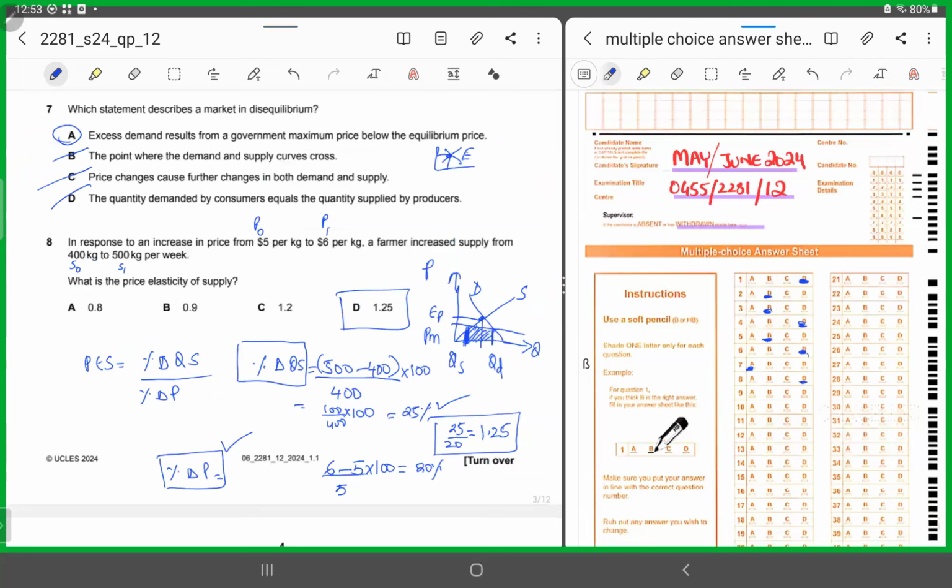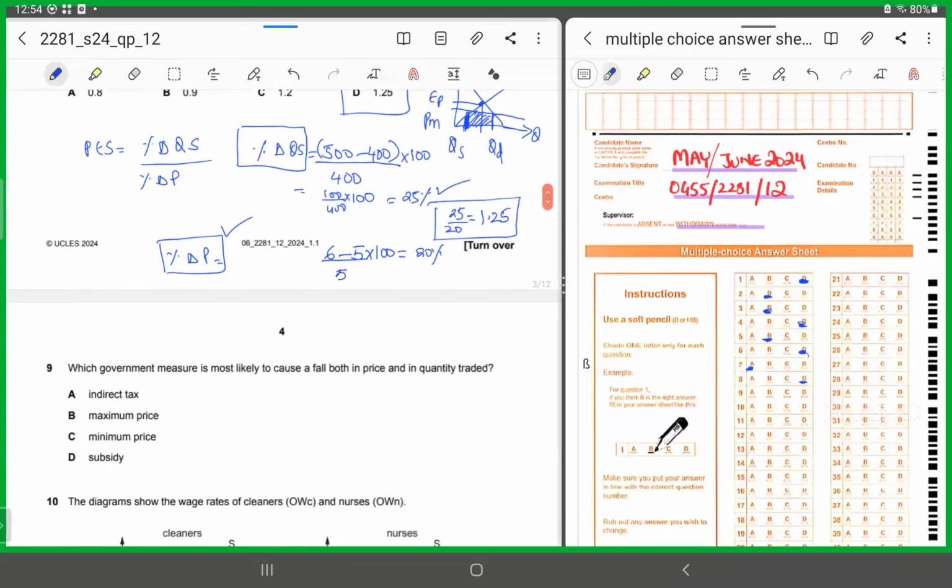Hope this is clear. Be careful in identifying the new and the initial price, the new and the initial quantity, and put in the amount in the formula, and you'll arrive at the correct answer. You have the availability of the calculator. You can use the calculator, so there's no need to get anxious, and you'll arrive at the correct answer, hopefully. Right? Now let's look at number 9.